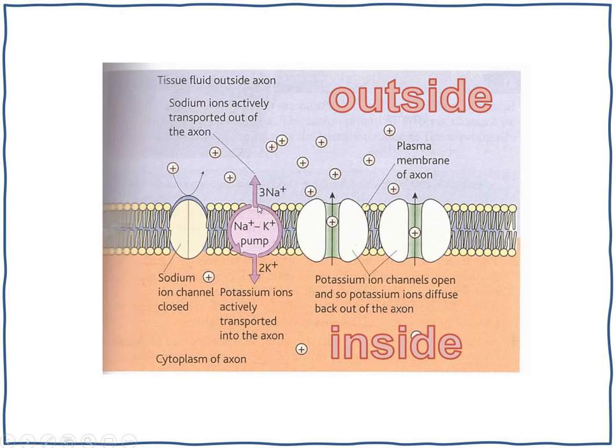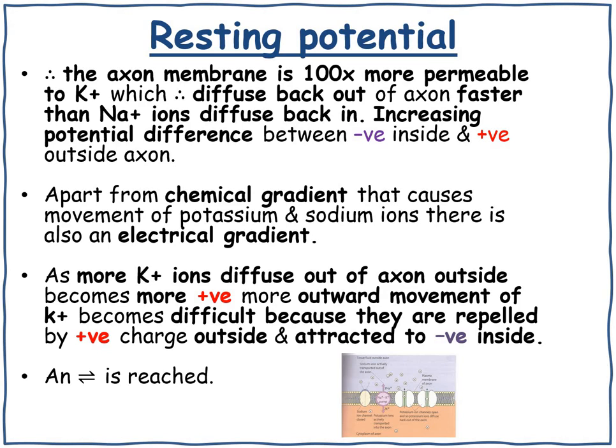You can see here, 3 sodiums are pumped out of the axon for every 2 potassiums pumped in. But at rest, the potassium channels are open, so once the potassium's been pumped in, it just diffuses back out down its electrochemical gradient, and therefore you end up with lots of positives on the outside and hardly any on the inside. The axon membrane is about 100 times more permeable to potassium, which therefore diffuses back out of the axon faster than sodium ions can diffuse back in, increasing the potential difference between the negative inside and the positive outside of the axon.